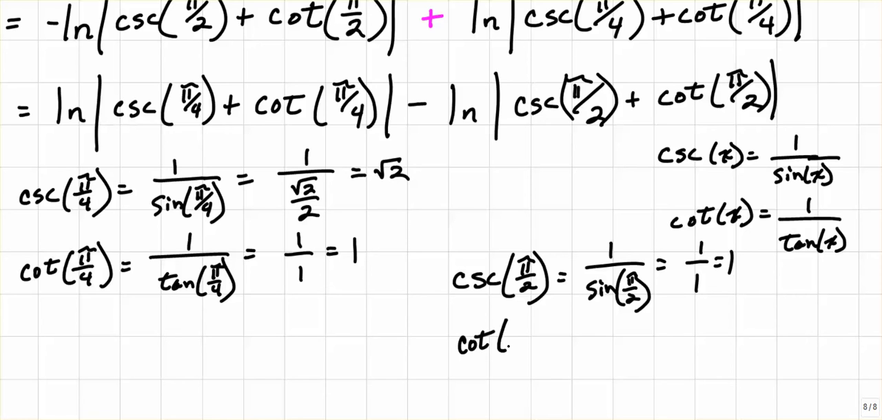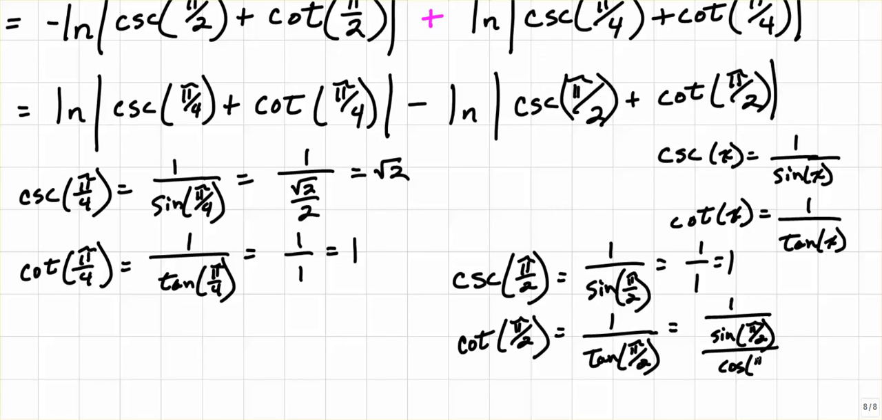And then the cotangent of pi over 2 will be equal to 1 over the tangent of pi over 2. And when we look at this, we say, oh, whoa, tangent of pi over 2 is undefined, and I have 1 over undefined, which is undefined. But let's go ahead and do a little bit more manipulation. We have 1 over the sine of pi over 2 over the cosine of pi over 2, which is going to be equal to the cosine of pi over 2 over the sine of pi over 2, which in this case will be equal to 0 over 1, which will be 0.